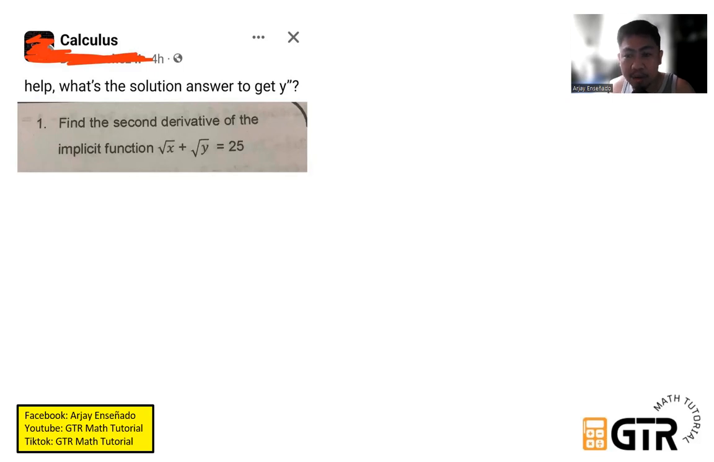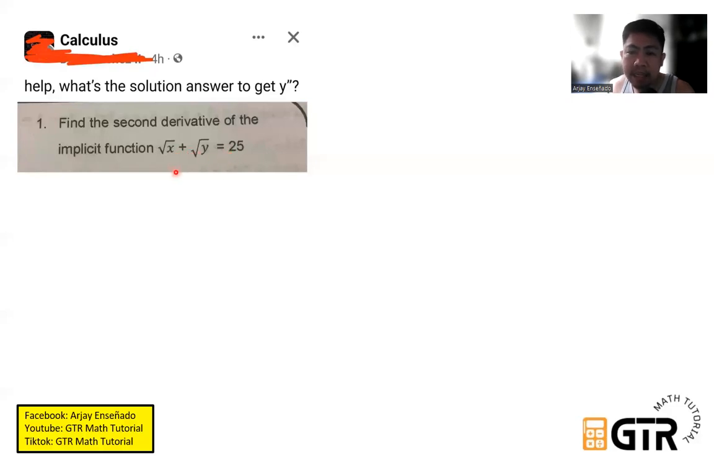So for today's video, we will answer one problem na nanggaling sa FB group na calculus. So ang sabi niya, help, what's the solution answer to get y double prime or the second derivative? Find the second derivative of the implicit function square root of x plus square root of y equals 25.